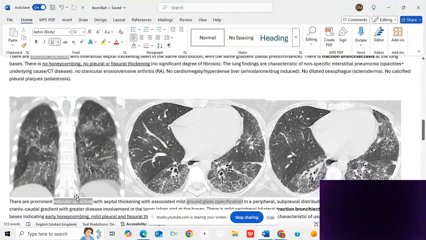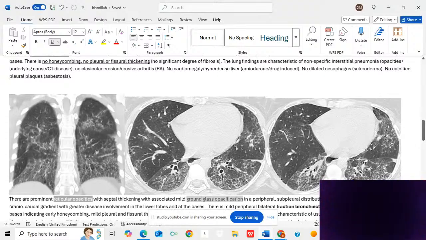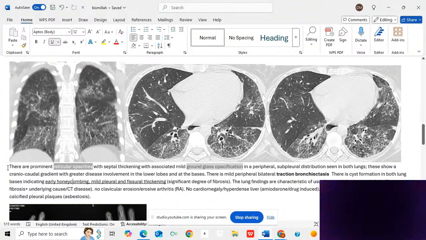Okay, what about this case? This high-resolution CT scan shows prominent reticular opacities. So what are the four features you need to look for? Reticular opacities. Can you see the reticular opacities? Yes, it's very prominent here. There are prominent reticular opacities with septal thickening. Can you see the septal thickening? Everywhere there's septal thickening.